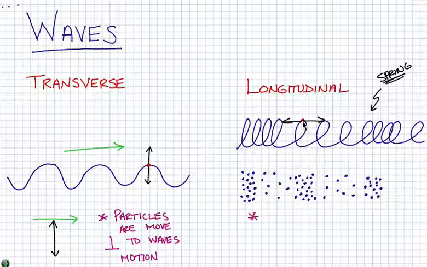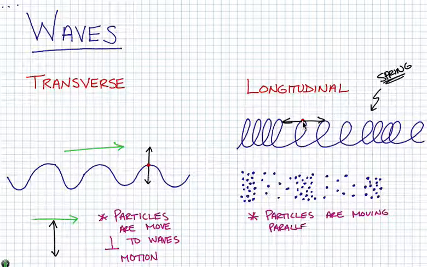So again, hopefully it's not a giant leap to realize that the particles in a longitudinal wave are not traveling perpendicular. They are actually moving parallel in this case. The particles are moving parallel to the wave's motion.